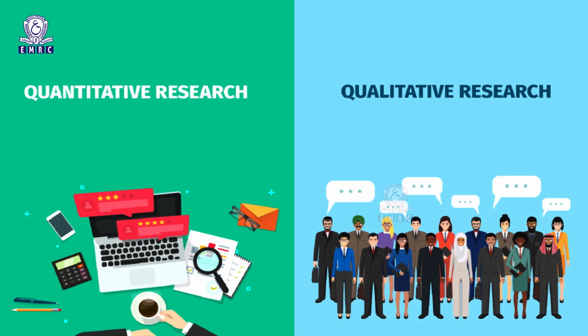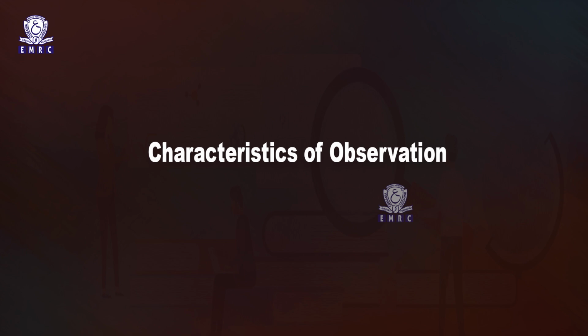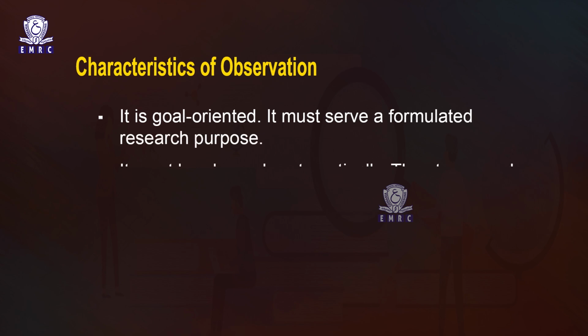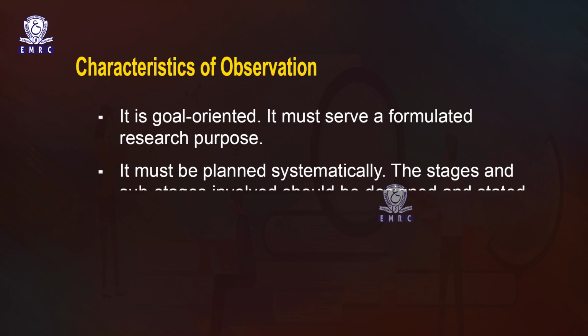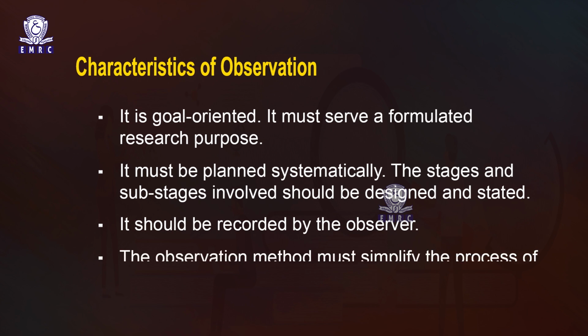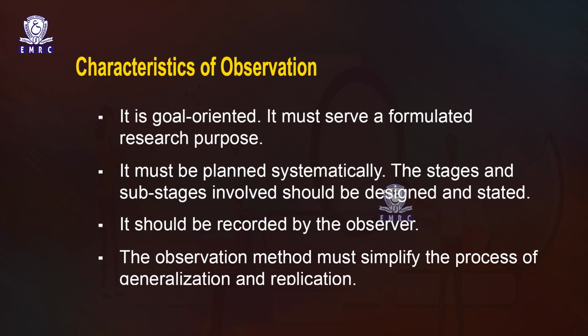Both qualitative and quantitative research employs this method along with other tools of data collection. Let's look at characteristics of the observation method. It is goal-oriented. It must serve a formulated research purpose. It must be planned systematically. The stages and sub-stages involved should be designed and stated. It should be recorded by the observer. The observation method must simplify the process of generalization and replication.